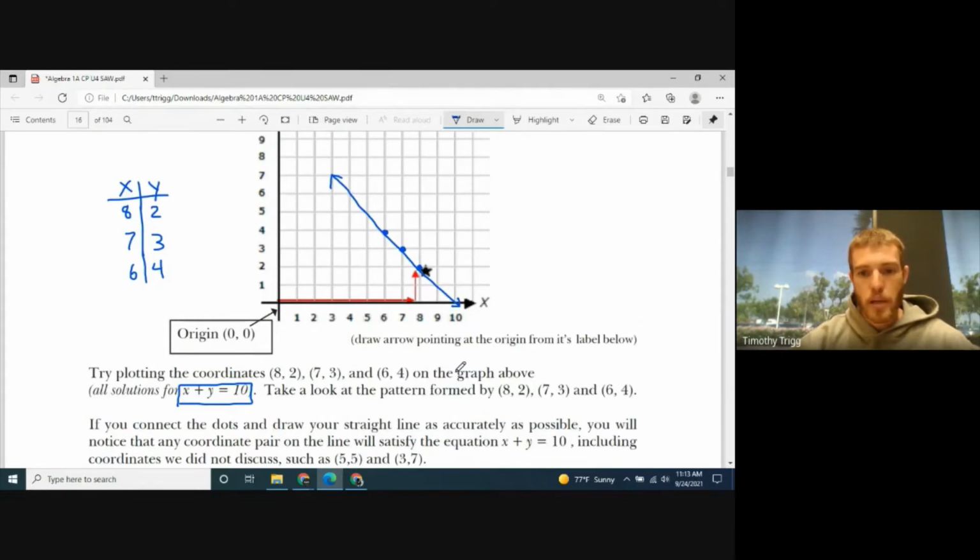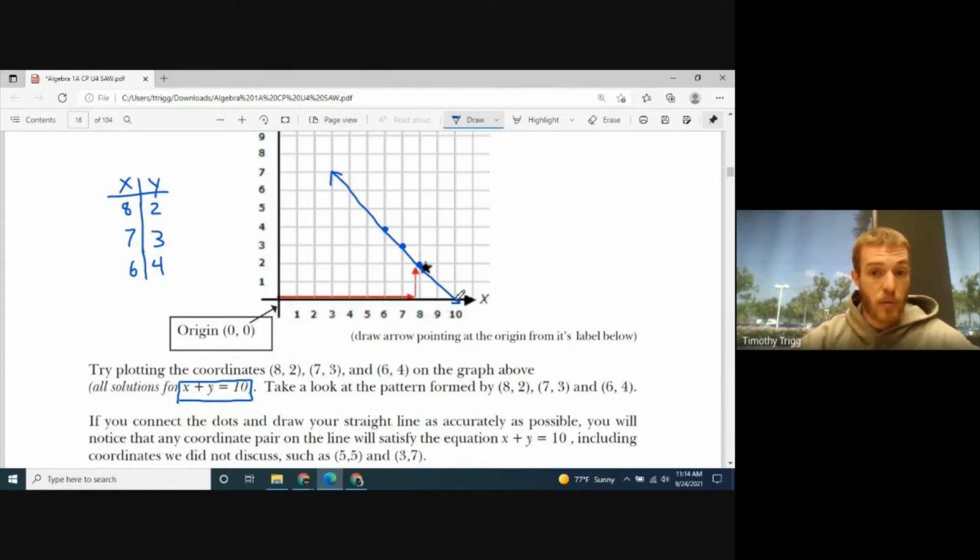You can see another point here, for example, (10, 0), that's right here: 10 on the x, 0 on the y. But that works, right? 10 plus 0 equals 10. You can see every point on this line will be a solution to this equation. And that's one way we know that we did it correctly: the points that we have here should all line up. So all the points that we used in this equation, they all line up, always.